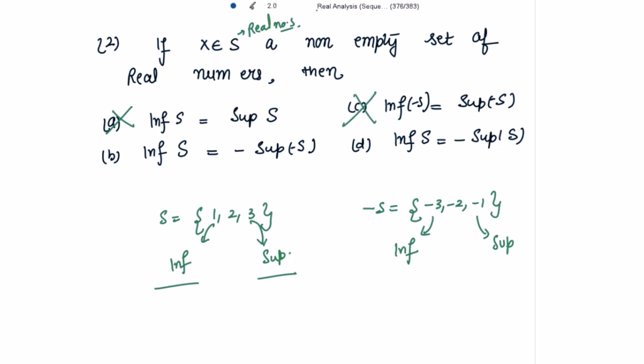Okay, option B. The infimum value of S, that is 1, equals the negative of the supremum value of -S, that is -(-1). Yes, these two sides are equal. That means option B is okay. Then the infimum of S, that is 1, equal to the negative of the supremum of S, that is 3. No, this cannot be equal. So only option B is right.